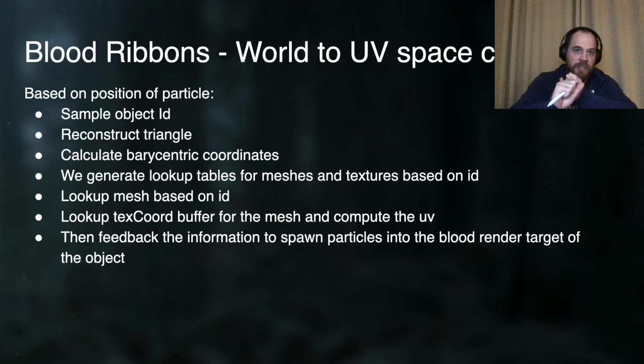We generate the mesh mappings on the CPU and put them into the GPU, right? Is this mesh a character? Does it have a render target? What is the render target ID, the index? If all of that matches, we can calculate the barycentric coordinates on a triangle. We can calculate the UV coordinate by interpolating the texture coordinates for those particular verts, and we just send an event to the CPU saying, hey, spawn this blood particle into this UV space.